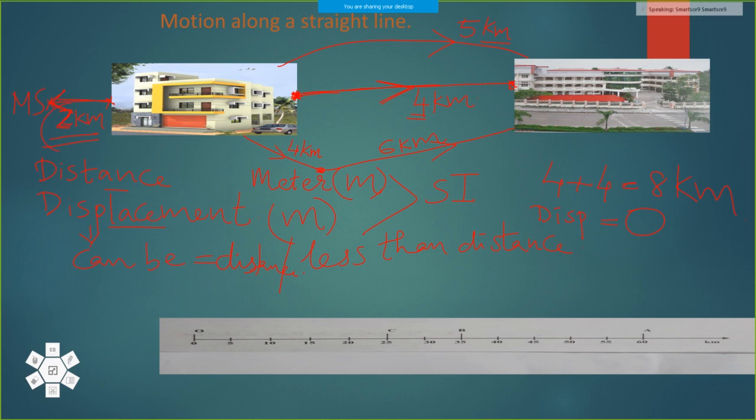So displacement can be negative also. Distance is always positive, but displacement can be 0, positive or negative. And displacement does not depend on the path followed. So, these are the differences between distance and displacement.